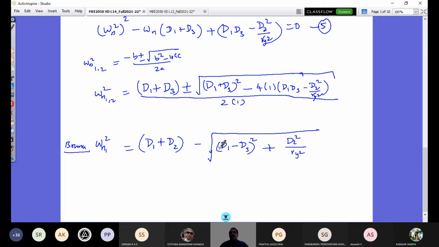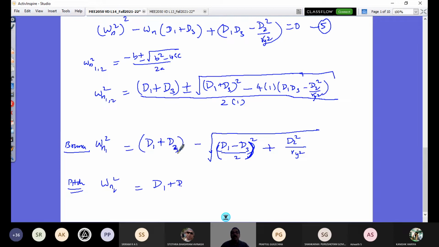This would be like this by 2. So when this comes inside, it's 4, and if I take it, I can rewrite like this, and that 4 goes off, and this is one frequency, the pitch frequency. For pitch frequency, omega n2 square is going to be D1 plus D3, sorry, D2, D3 it is, right?